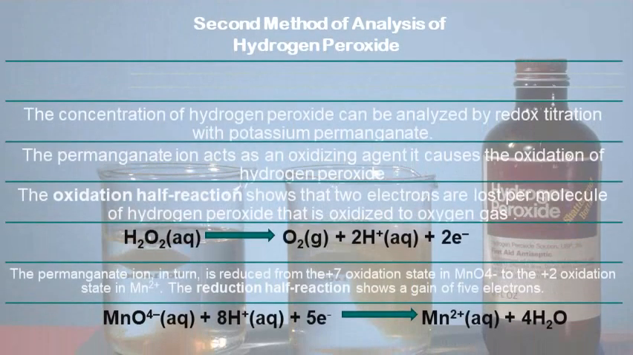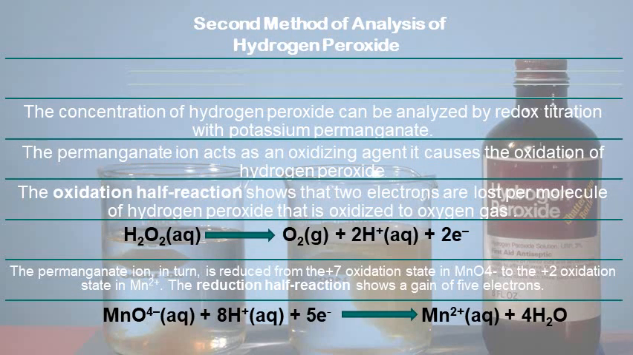And that is by redox titration with potassium permanganate. The concentration of hydrogen peroxide can be analyzed by redox titration with potassium permanganate. The permanganate ion acts as an oxidizing agent because it causes the oxidation of hydrogen peroxide. The oxidation half reaction shows that 2 electrons are lost per molecule of hydrogen peroxide that is oxidized to oxygen gas. As we can see in the reaction, hydrogen peroxide is being oxidized to oxygen gas.